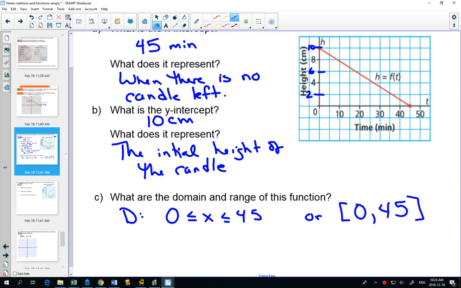Our range, is there a smallest y value? Yes. The smallest height is 0. And the highest y value is 10. So it goes from 0 to 10.